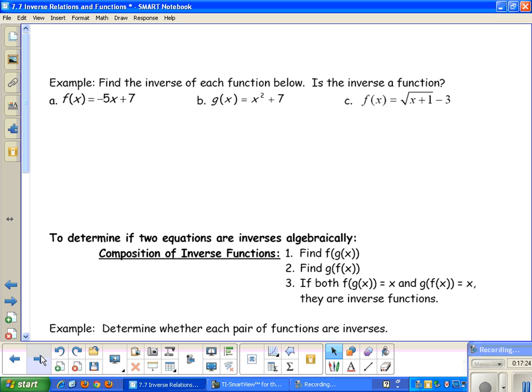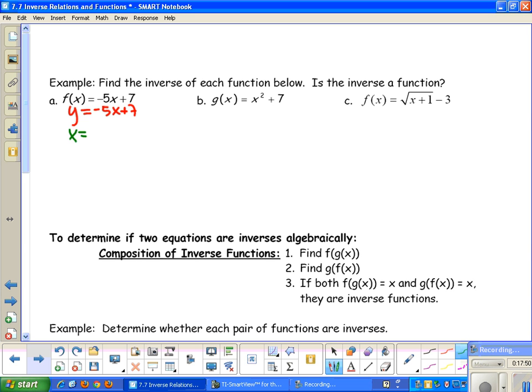Okay, so then the next part says we want to find the inverse of each function below. Is the inverse a function? So I challenge you to pause the video and then unpause it, and we'll do these together. So remember, to find the inverse, you switch your x and your y values. Remember, f of x is just function notation for y. So this really says y equals negative 5x plus 7. So if I want to find the inverse, I need to switch the x and the y.